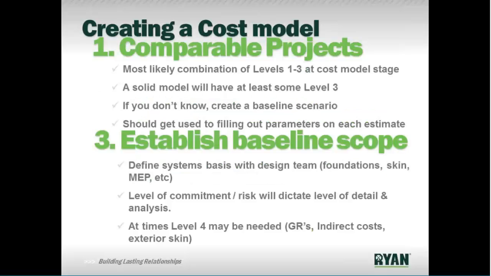Item 2, establish the parameters. The parameters are basically the macro quantities of the building: gross square foot, skin area, roof area, elevated structure area, site area, all those level 1 through 3 quantities of a building. A solid cost model will have at least some level 3.